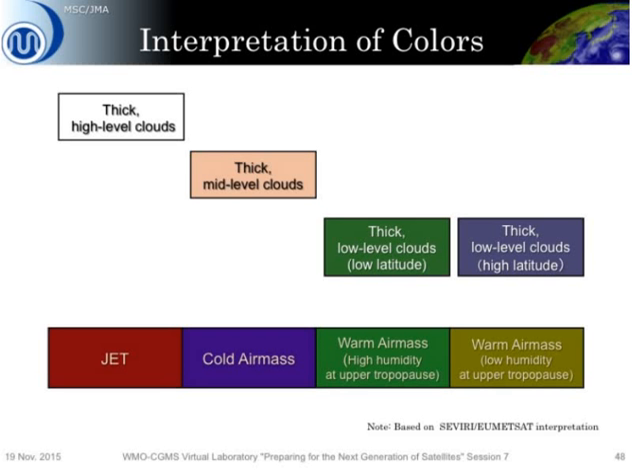This is the interpretation of colors of air mass RGB. This reddish brown means jet, and purple means cold air mass. Green area means warm air mass of high humidity. And this color means warm air mass with low humidity.